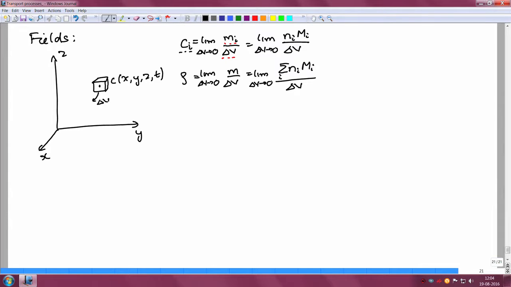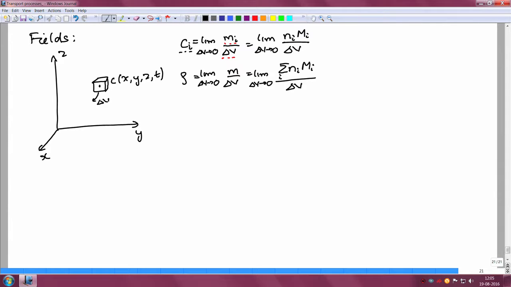So, it is the total mass per unit volume. The density is of course the sum of the concentrations of each species within this volume if you had a multi-component system. If you had just a single component, the mass, the concentration and the density will be the same.